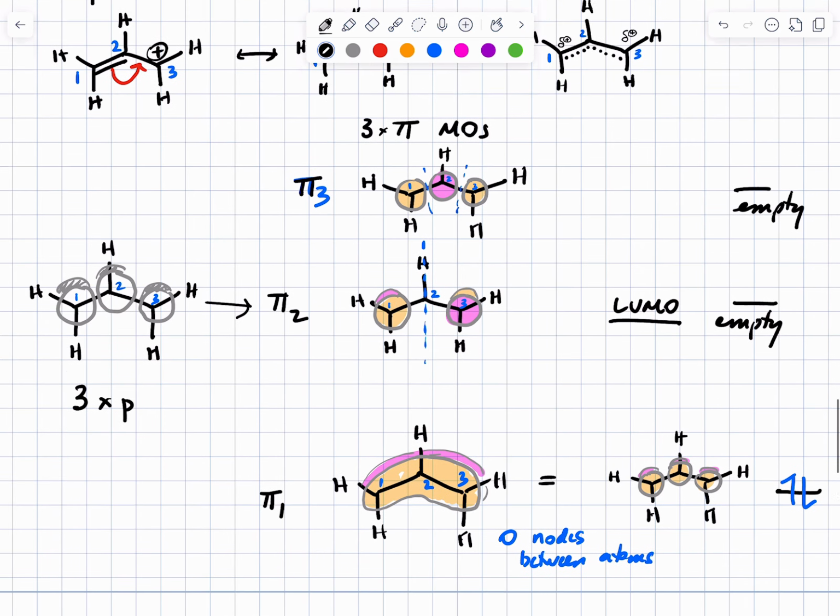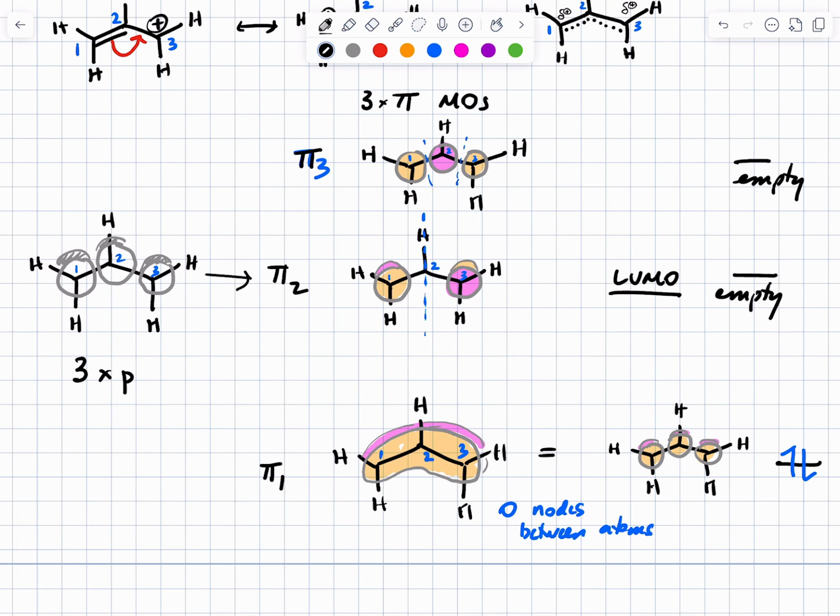One thing I want you to notice is how as we go up from pi 1 to pi 2 to pi 3, we increase in the number of nodes. There's 0 nodes in pi 1, there's 1 node in pi 2, and there's 2 nodes in pi 3.